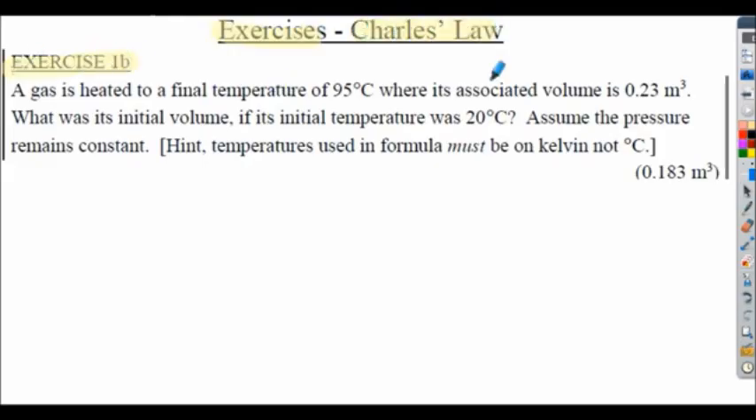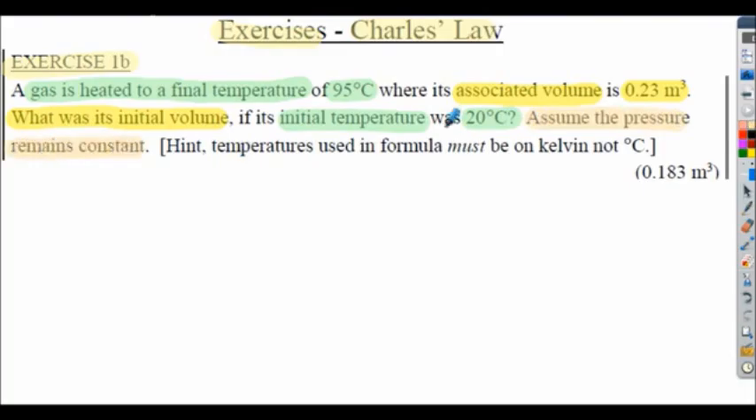Exercise 1b. A gas is heated to a final temperature of 95 degrees C with an associated volume of 0.23 meters cubed. We've got to find what the initial volume was if the initial temperature is 20 degrees C. We're assuming that the pressure remains constant. Note the hint in the question, temperatures used in the formula must be in Kelvin, not degrees C. There's a hint for us there. The answer is shown in the bracket here.